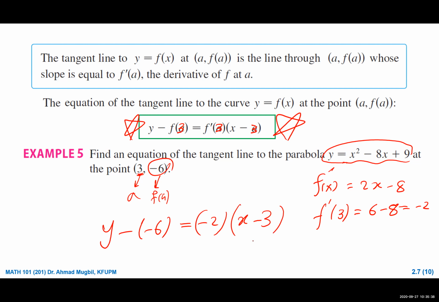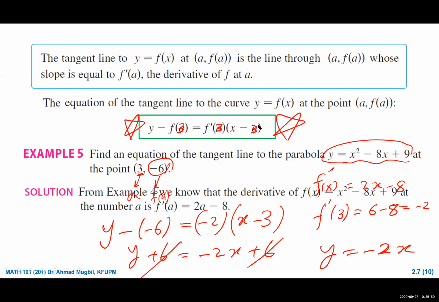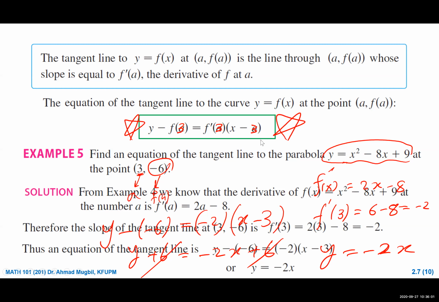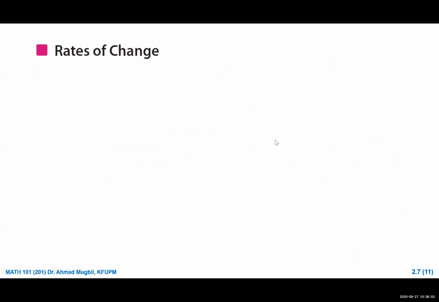This is the equation. It is a matter of simplifying. It will be y plus 6 equals negative 2x plus 6. This 6 will be cancelled with this 6, and you end up with y equals negative 2x. So it is so easy now to find the equation of the tangent line, which will be, by the way, related to the derivative of the curve at that specific point.